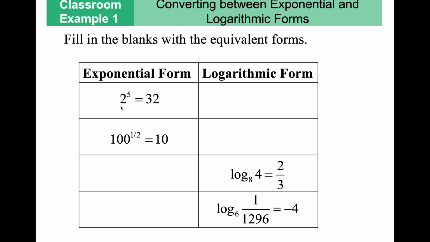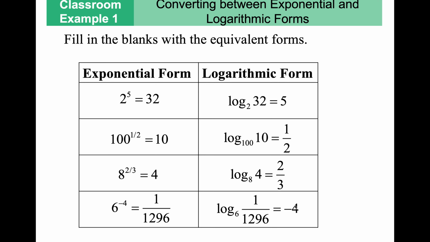So if I have 2 to the 5th equals 32, the base is going to remain the base, and the 5 and the 32 are going to swap places. Same thing here, 100 to the 1/2, 100 is going to remain the base, and the 10 and the 1/2 are going to switch places. Then I have my base, which is 6, and the -4 and this are going to swap places.